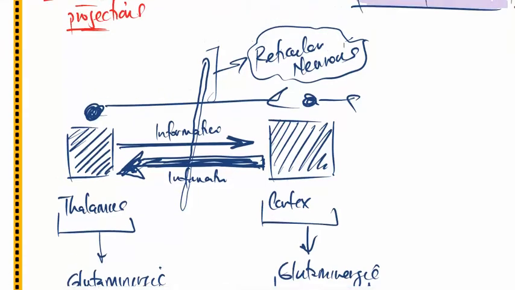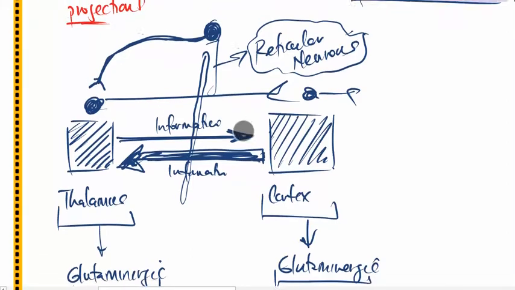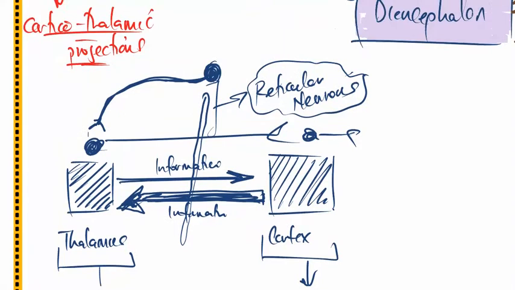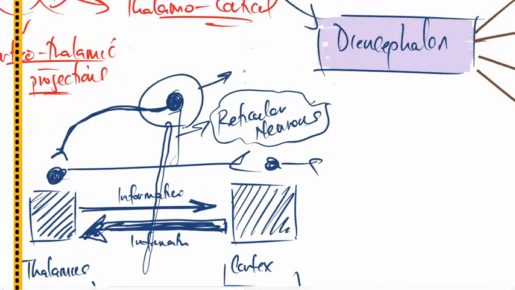These reticular neurons will specifically be sending projections back to the thalamus, and they're going to be inhibiting the thalamus. So these neurons secrete GABA, so they're going to be inhibitory.